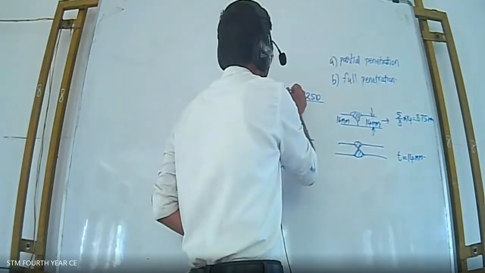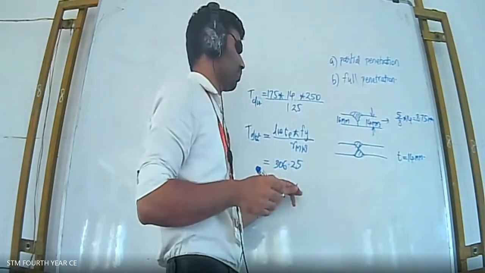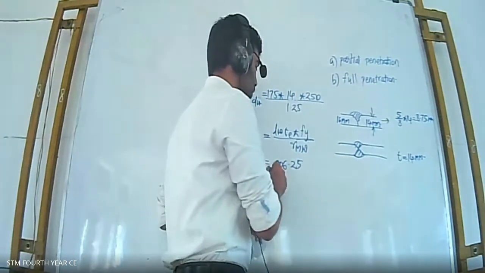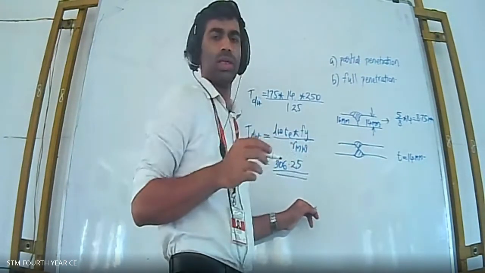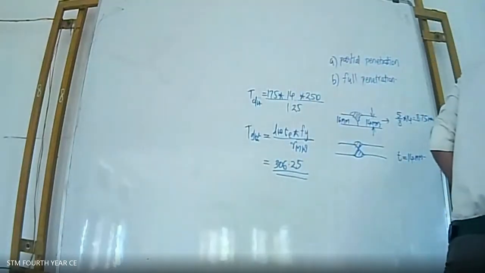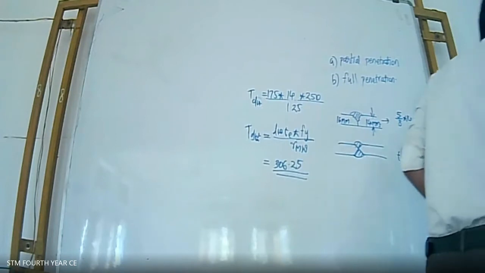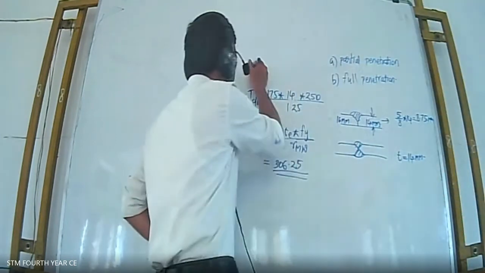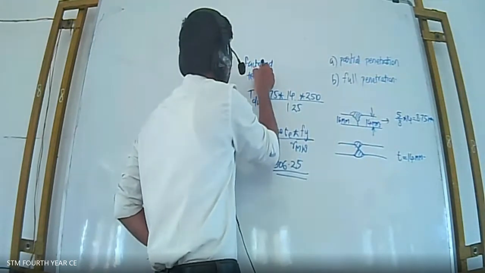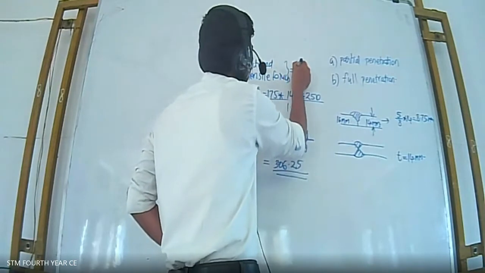So here it will be 14. In the second portion, how much will you get for the T_dw? In the first, it was 306.25. But in the question, the strength of the joint was given. So the factored tensile force is 430 kilonewton. Factored tensile force is equal to 430 kilonewton.